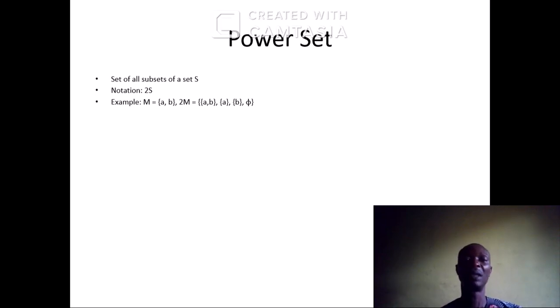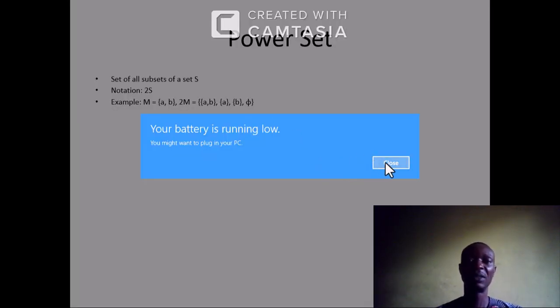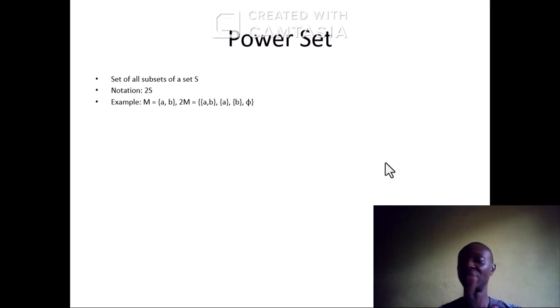You remember I told you that every set is a subset of itself. So the set M itself, AB, is a subset, while also A is a subset, B is a subset, and the empty set, as I said earlier, is a subset of every set. So the power set is a set of what? Subsets of a particular set. And how do you know the number of subsets? It is 2 raised to power the number of elements in that set. Hope that is clear.